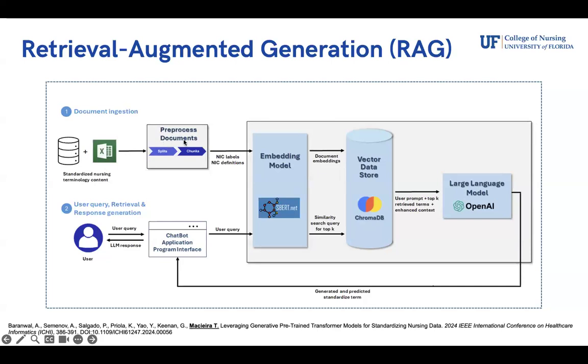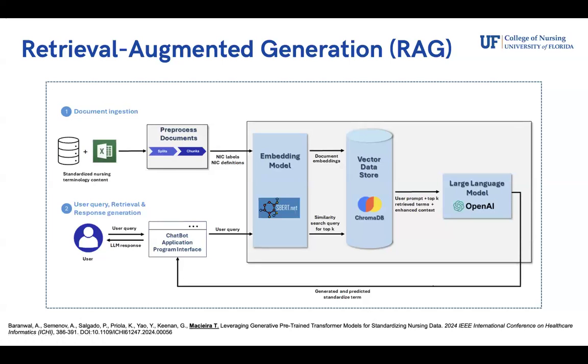As part of putting this content in the database, we pre-process the documents, where we split each one of the data points, or the combination of a label and a definition, into specific chunks. So in the case here, we use this process to map our local interventions to NIC. We separated NIC labels and their corresponding definitions into different chunks.